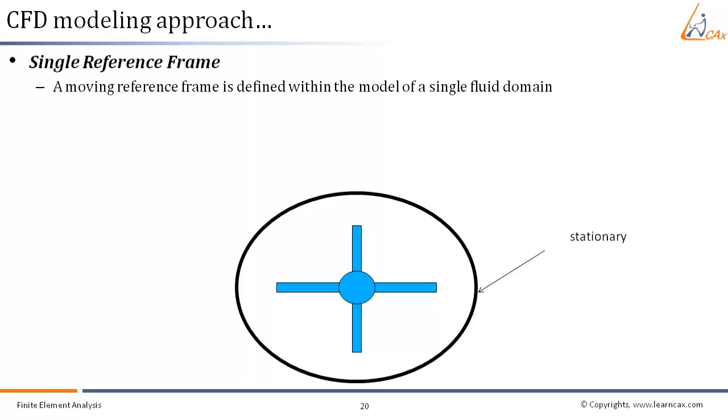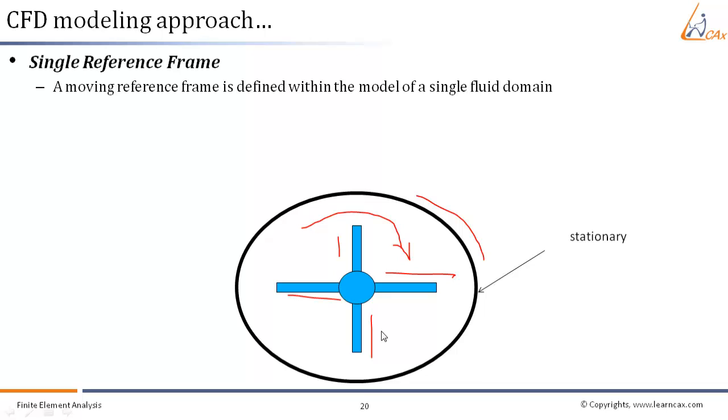A moving reference frame is defined within the model of a single fluid domain. So we'll take an example of this particular rotating component, which is, let us say, rotating in the clockwise direction. These are the 4 blades of the impeller, and this is the surrounding domain. This particular set of blades is rotating in clockwise direction with some RPM.